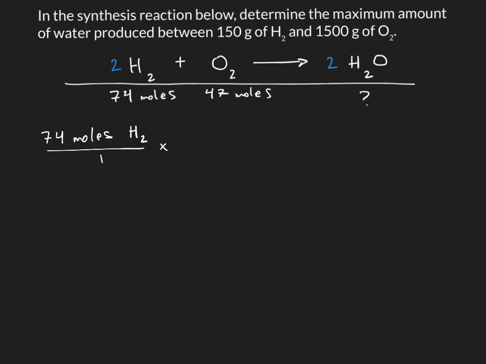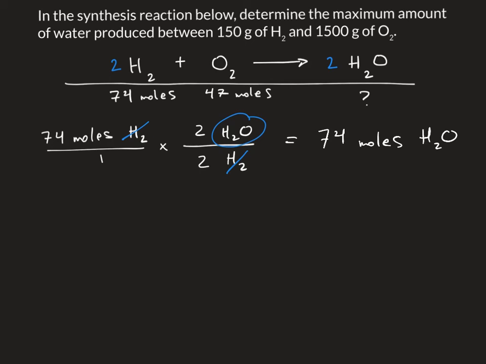We have 74 moles of hydrogen, okay? Now, in the reaction equation, we have 2 moles of hydrogen for every 2 moles of water. Okay, so we're going to put water on top, hydrogen on the bottom, and it's 2 to 2. Right? Hydrogen cancels, leaving us with water. And we end up with 74 times 2 divided by 2. That's going to give us 74 moles of water.